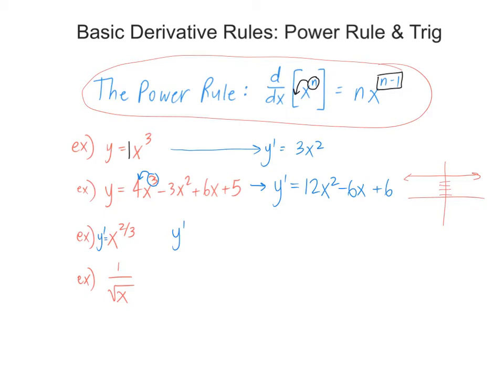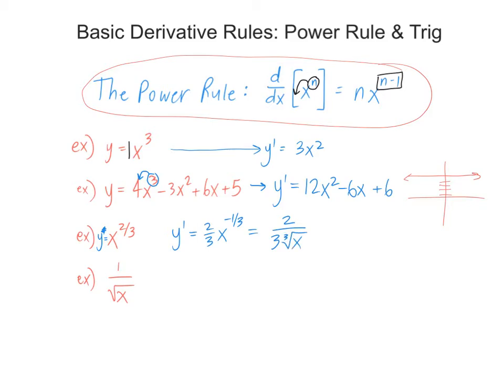I forgot to name that one y, but let's say no prime there, just y. So y prime would be 2/3 times x to whatever 2/3 minus 1 is. And 2/3 minus 1 is negative 1/3. It'd be 2/3 minus 3/3, so that's negative 1/3. Depending on the context, you might want to not have a negative exponent. We could write this as 2 over 3, and then x to the 1/3 on the bottom, or I could even do the cube root of x on the bottom.